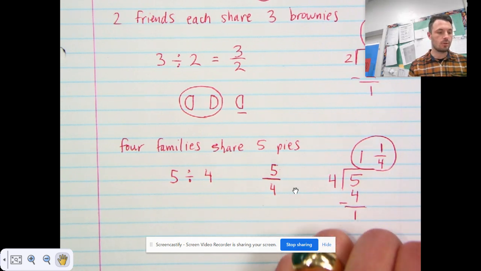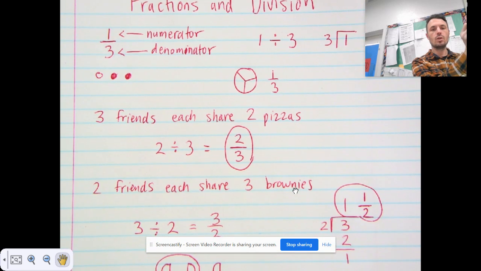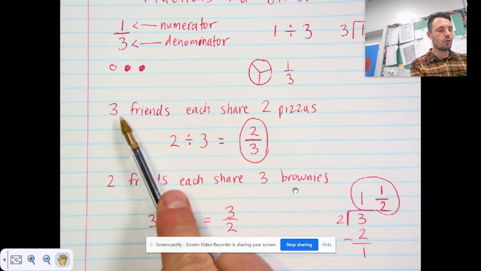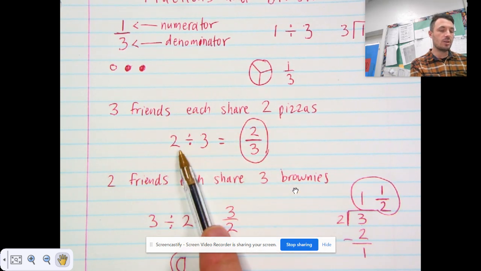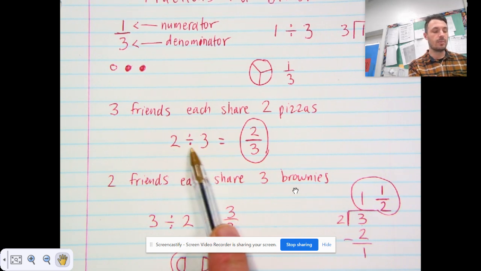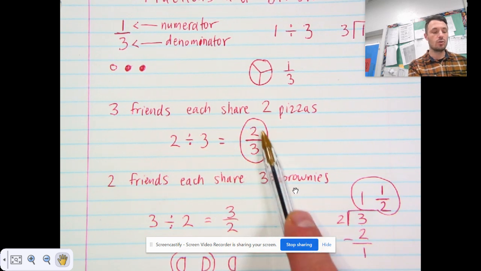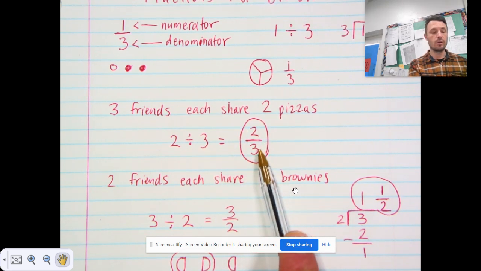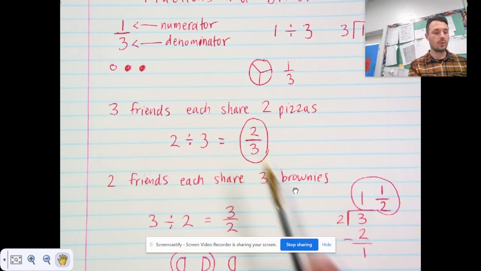Let's do another example. Actually, before we move on, I want to point something out. Notice that when we have 3 friends sharing 2 pizzas, when the thing being shared is less than the amount of parts that it's broken into, when it's a small number divided by a bigger number, you end up with an answer that's less than 1. 2/3 is less than 1 whole because 3/3 would be 1 whole. So this is less than that.